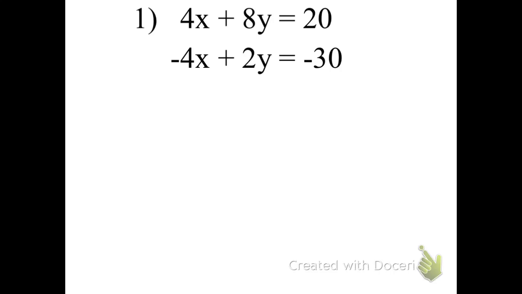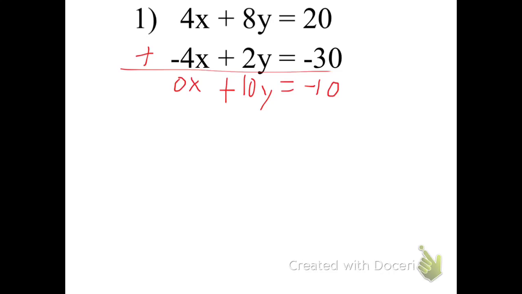So here I have positive 4 and negative 4 for my coefficients for x. So if I add these equations together using the elimination method, I'm going to get 0x here. And that's why you would use the elimination method, because it gets rid of a variable in one step. This problem lends itself to that. So right in that one step, all you have now is just the equation 10y equals negative 10.